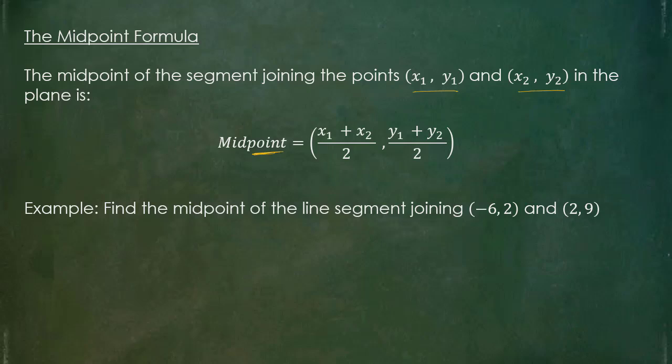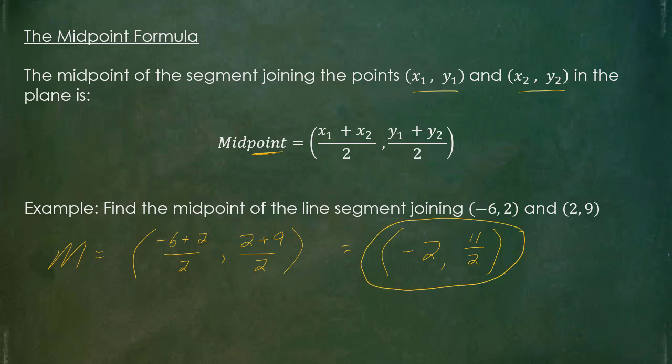So let's try an example here. Find the midpoint of the line segment that joins these 2 points. Our midpoint is going to be the 2 x values added together, so -6 plus 2, divided by 2. And that's going to be paired with our 2 y values added together and divided by 2. If I simplify each of those, -6 plus 2 would be -4, and then -4 divided by 2 would be -2. And 2 plus 9 would be 11, and 11 divided by 2 doesn't reduce, so I'll just leave that as the fraction 11 halves. So the midpoint between those two must be (-2, 11/2).